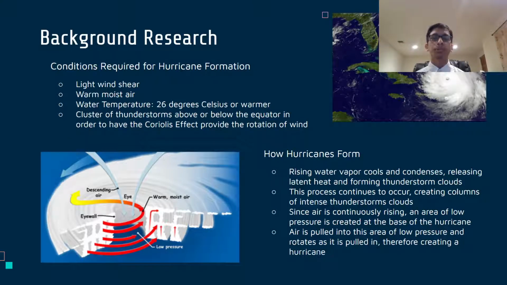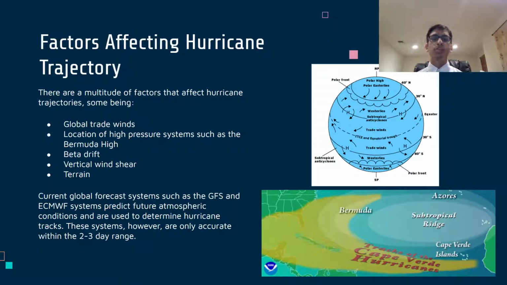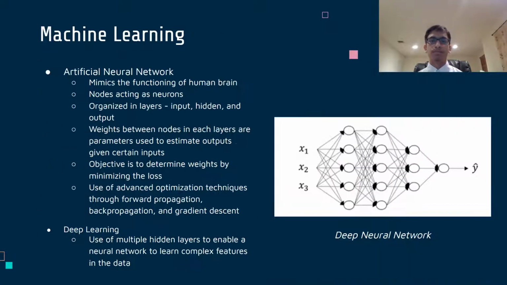So here are a couple of things about hurricanes. They require light wind shear, warm moist air, warm water temperatures of 26 degrees Celsius or warmer, and a cluster of thunderstorms. Essentially all hurricanes are intense bands of rotating thunderstorms. So here are a couple of factors that affect hurricane trajectories: global trade winds, location of high pressure systems, beta drift, vertical wind shear, and the terrain that hurricanes go over. There are many other factors, however, that affect hurricane trajectories.